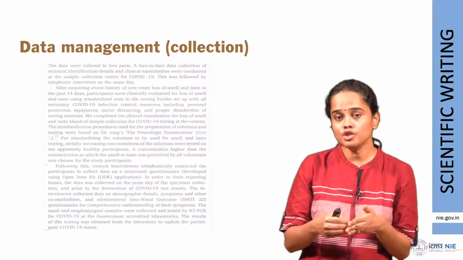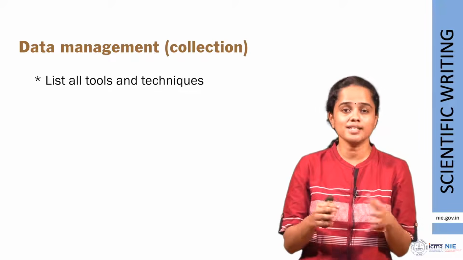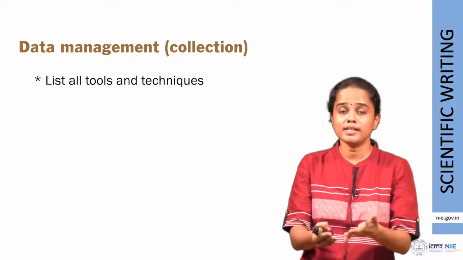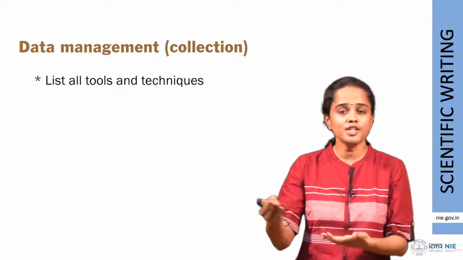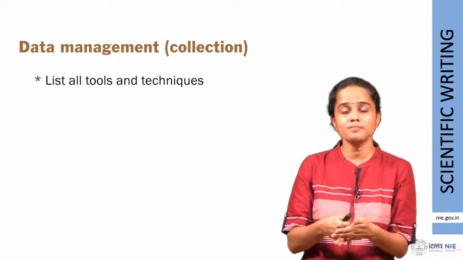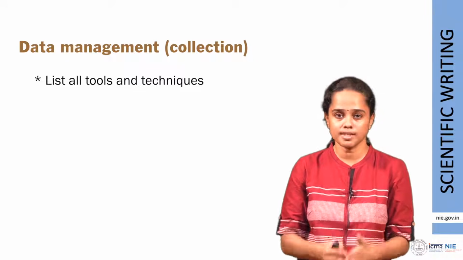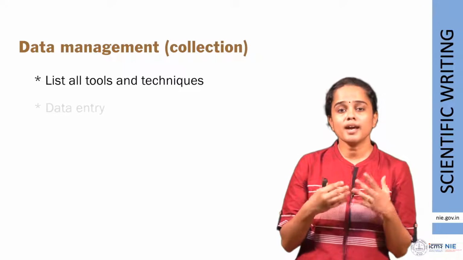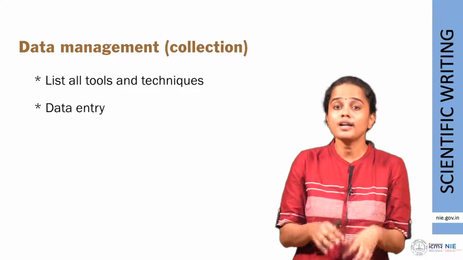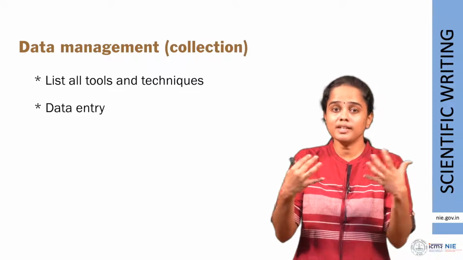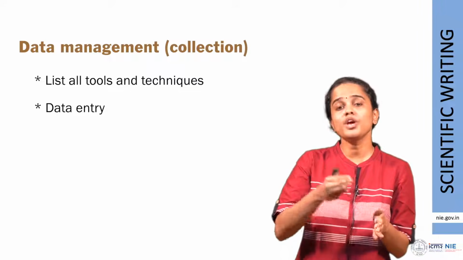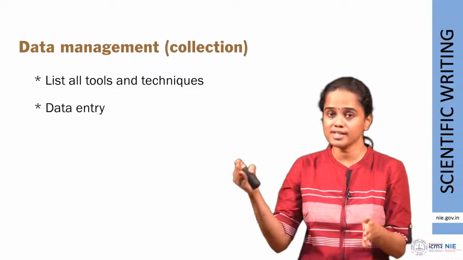Under this section, you basically list all the tools and techniques that you used for data collection. It could be paper forms, it could be specific scales, like psychiatrists could be using different scales for measuring maybe anxiety, maybe depression. So you list out the names of all tools and techniques that you used here. Then you come to data entry. This is important because people need to understand where your data came from and how it was entered. If you are extracting data from case sheets, then you have to clearly specify who extracted the data and where it was entered into and how it was entered.